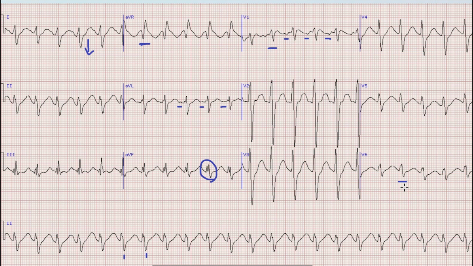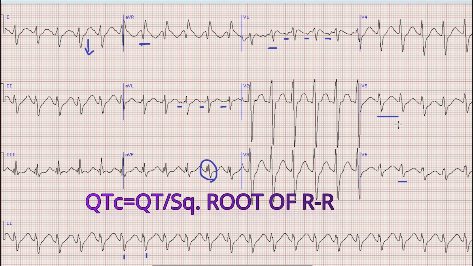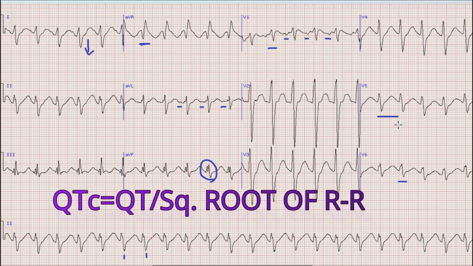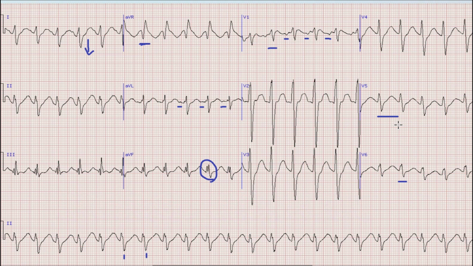Another important thing which we can appreciate on this ECG is a prolonged QT interval. Although when we calculate the QT interval on this ECG, it is around 460 milliseconds. But when we correct this QT interval for heart rate by using formula QTc is equal to QT over under root RR, it is around 600 milliseconds.